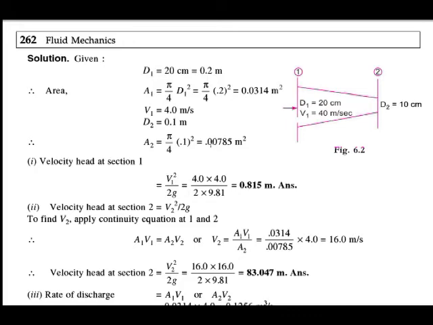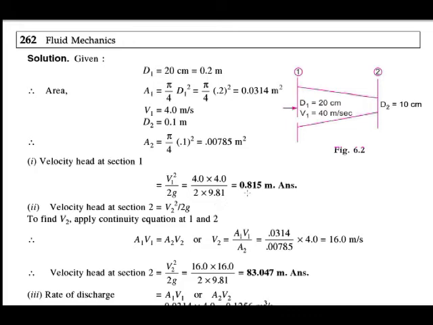First we have to calculate the velocity head at section 1, then the velocity head at section 2, and then we have to calculate the rate of discharge. The formula for the velocity head at section 1 is v1 square by 2g. v1 is given as 4 meter per second, so 4 square upon 2 into 9.81.